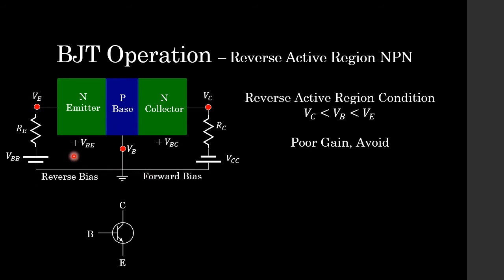So we know that our base voltage needs to be less than the emitter voltage. So we reverse bias this junction between the emitter and the base. And we know that our base voltage needs to be greater than the collector voltage. So we have to forward bias this junction between the base and the collector.